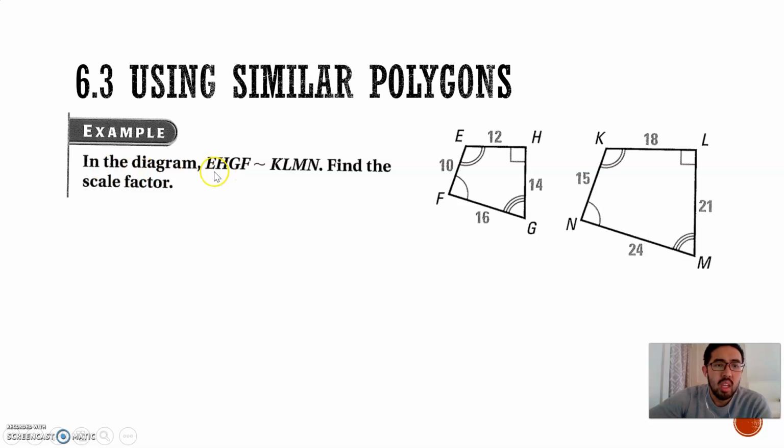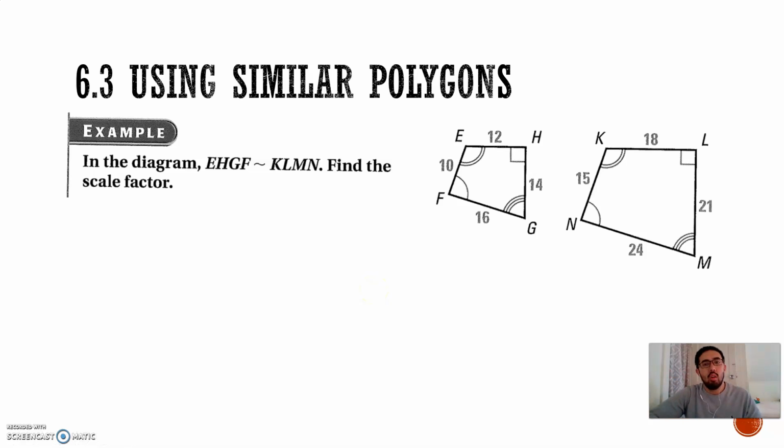In the diagram, EHGF is similar to KLMN. Find the scale factor. Now, the scale factor is just the ratio of the corresponding sides. So in other words, EH to KL, HG to LM, GF to MN, and FE to NK. Any of these would be fine.